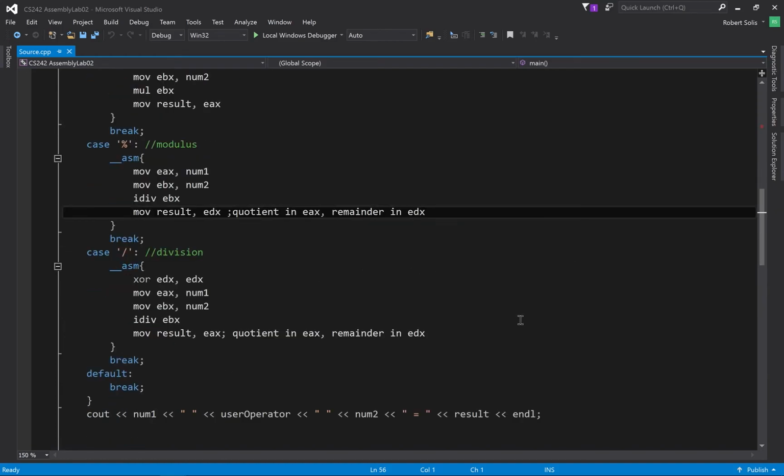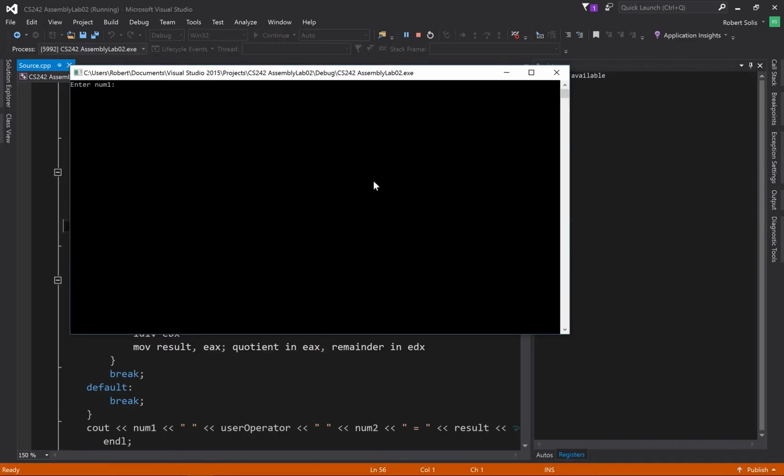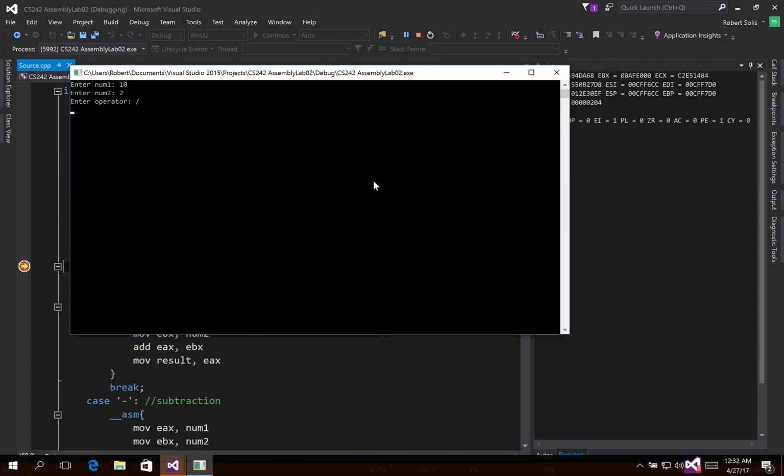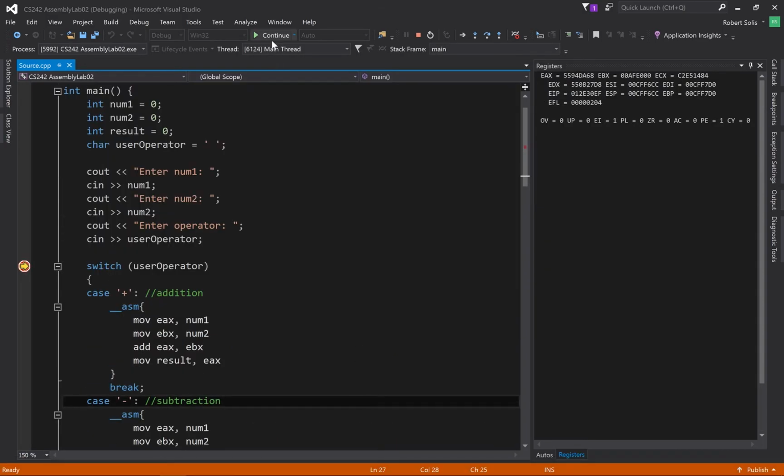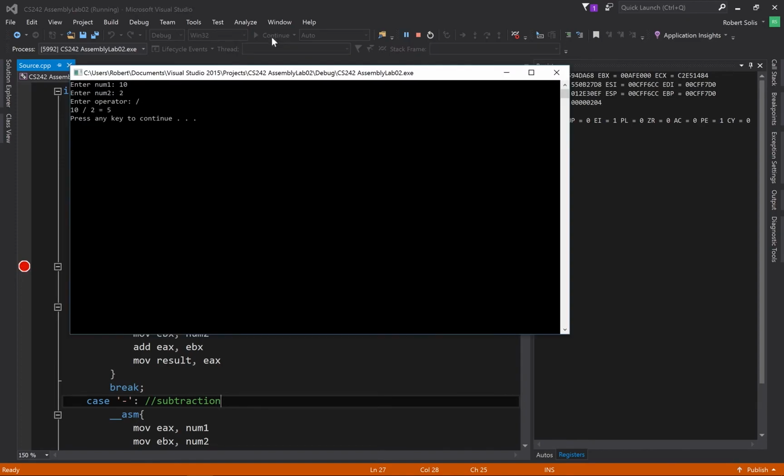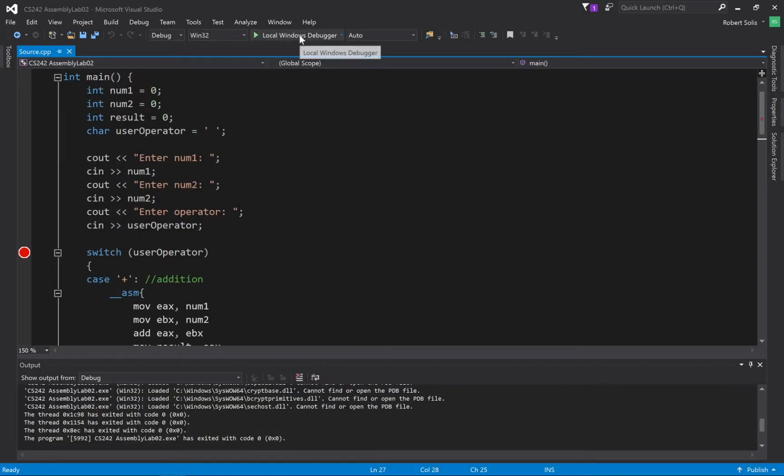All right, and then finally, let's take a look at division. Let's see how this works. All right, so let me go ahead and run my program, and let's say, what is 10 divided by 2? Something very simple, right? And I'm going to put the slash right here. So let me just go ahead and run it first so I can show you what it looks like. So I'll just say continue. And let's see, it says 10 divided by 2 is equal to 5. Well, that's correct. So how did you do it in assembly language?